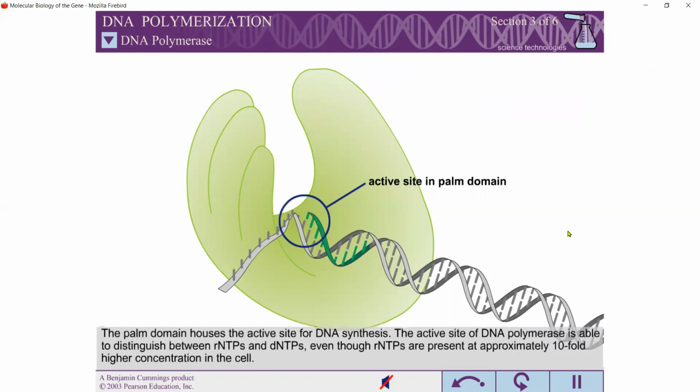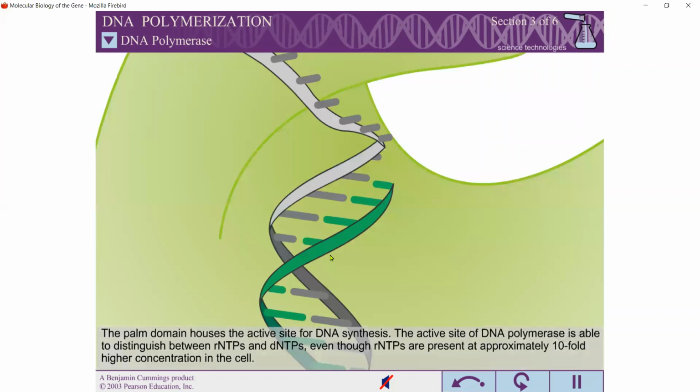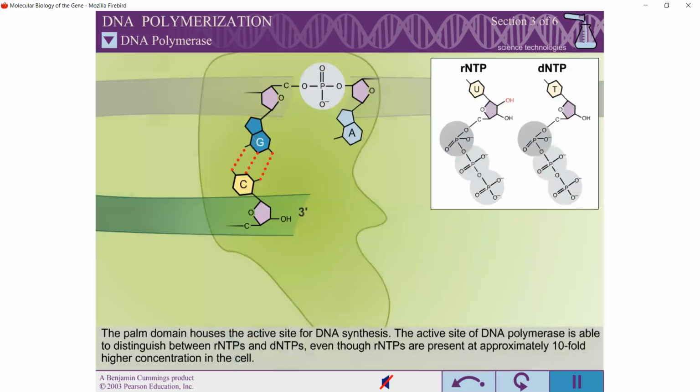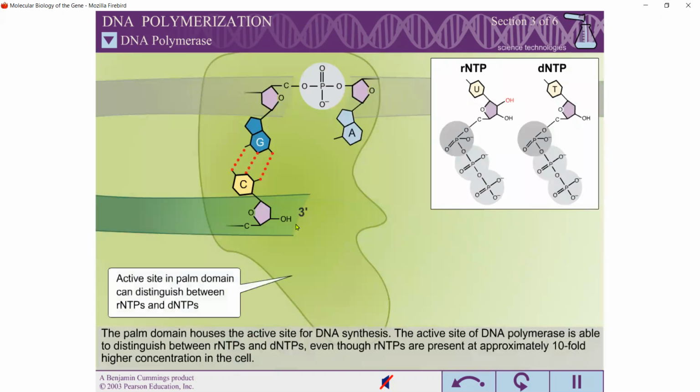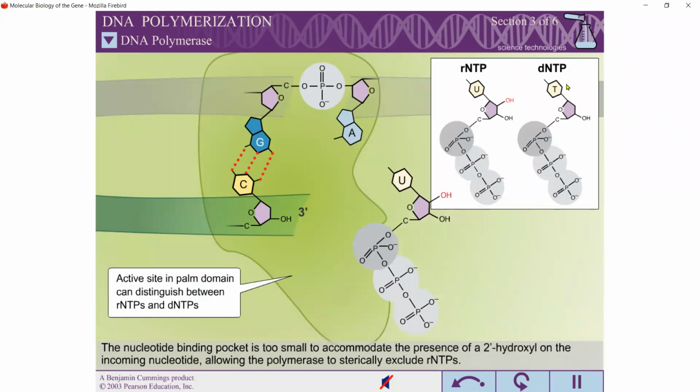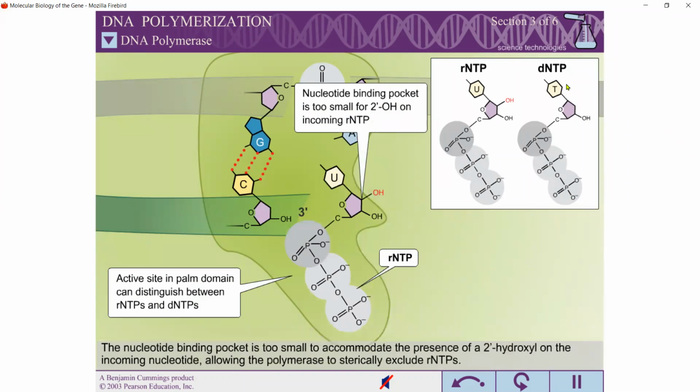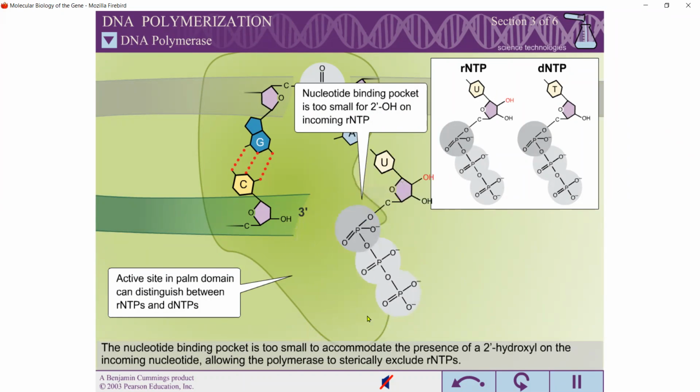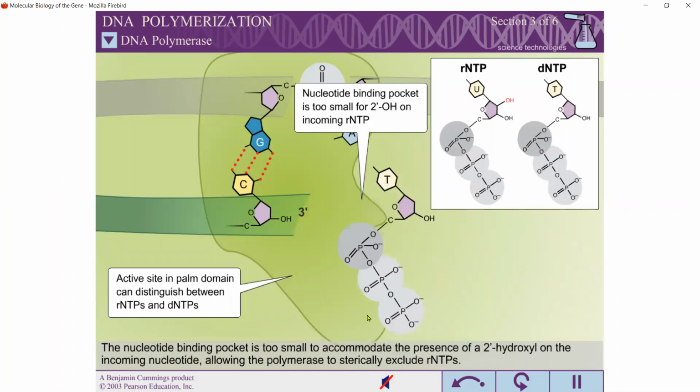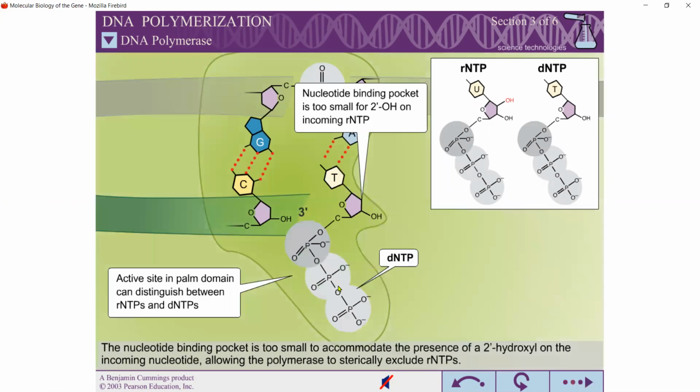So as you can see, this is the active site in the palm domain. And this active site is capable of distinguishing between RNTP and DNTP. This is a very important point. So this is the active site of DNA polymerase. And this active site actually is the place where the incoming DNTP will enter.